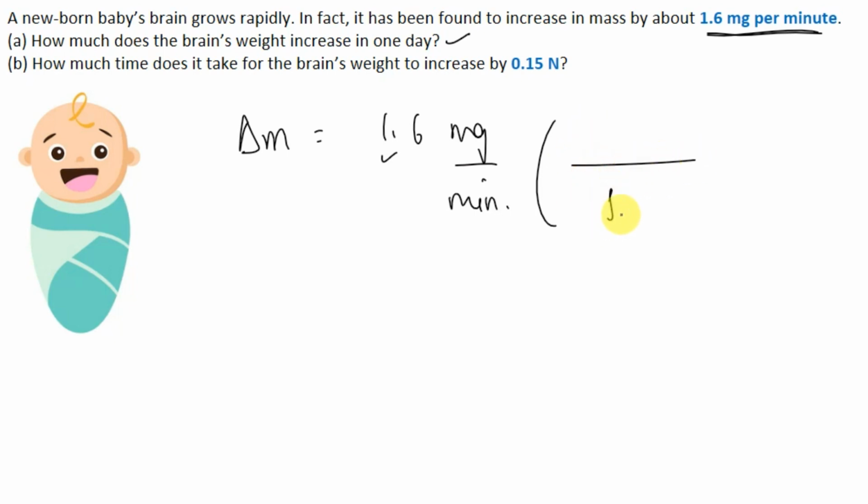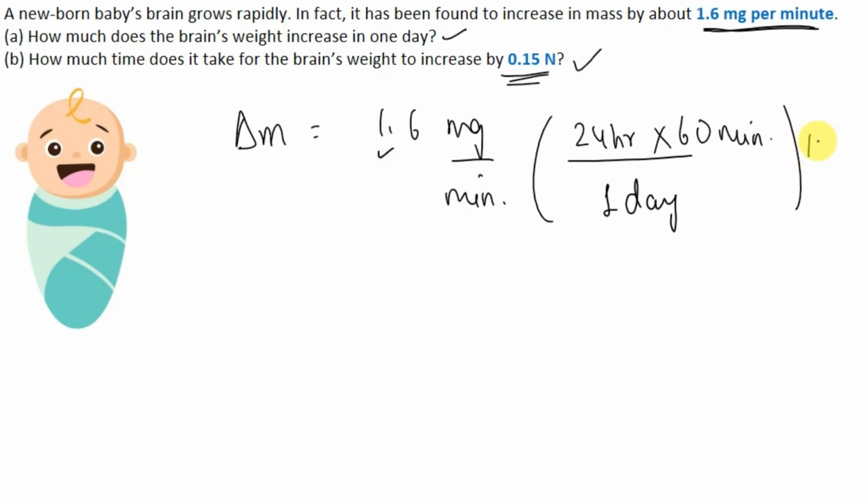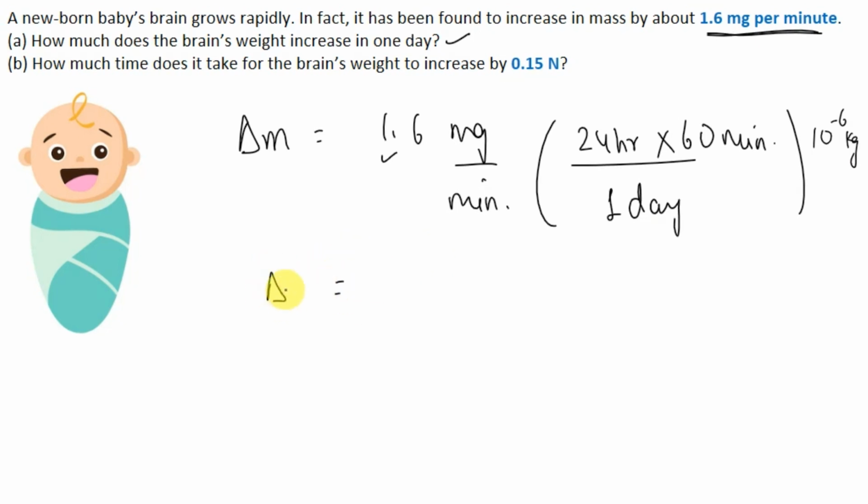We know that in 1 day there are 24 hours, and in each hour we have 60 minutes, right? And one more thing, we can convert this milligram into kg by multiplying by 10 to the power minus 6. So now we get that the increase in mass in 1 day is 2.3 times 10 to the power minus 3 kg, right? So in 1 day the increase in mass is 2.3 times 10 to the power minus 3 kgs.